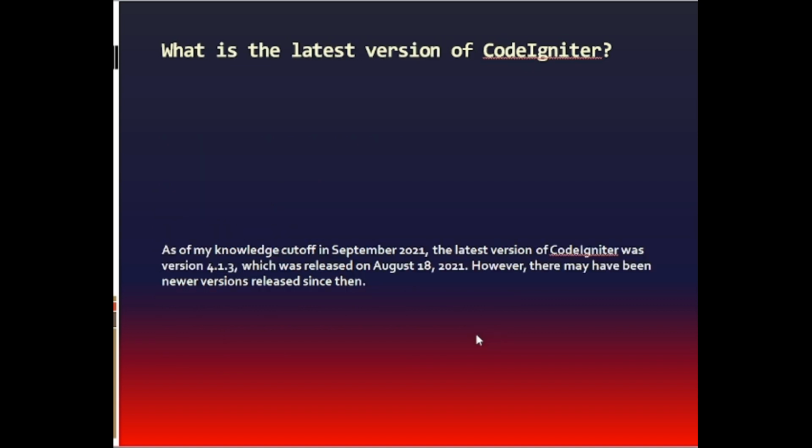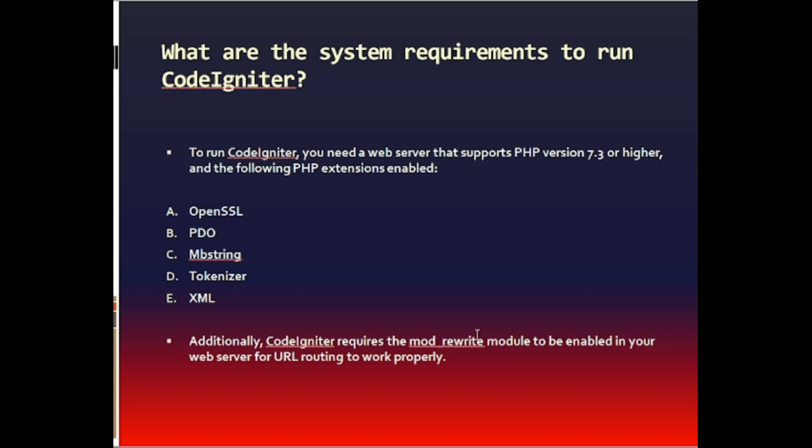What is the latest version of CodeIgniter? As of my knowledge cutoff, September 2021, the latest version of CodeIgniter was version 4.1.3, which was released on August 18, 2021. Next question. What are the system requirements to run CodeIgniter? OpenSSL, PDO, mbstring, tokenizer, XML.